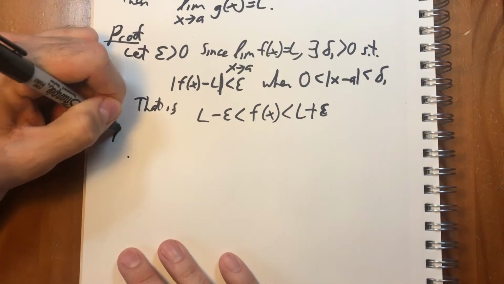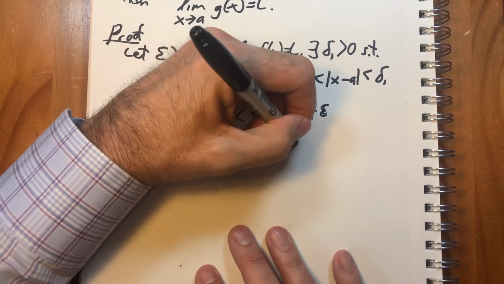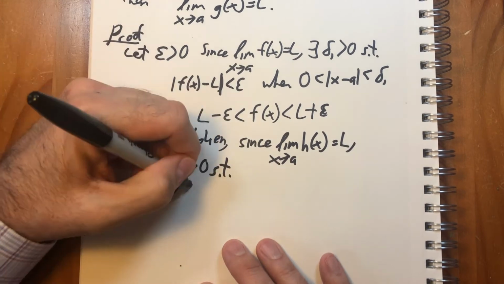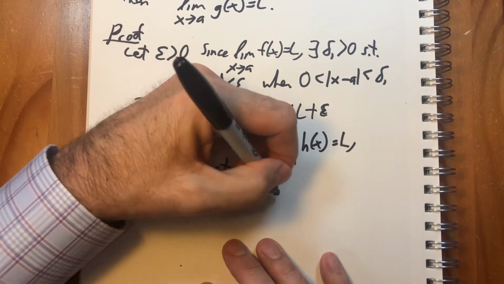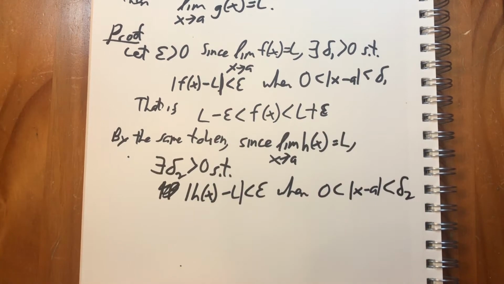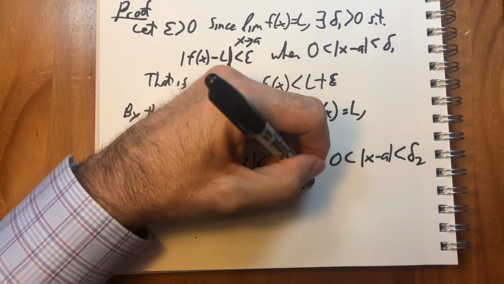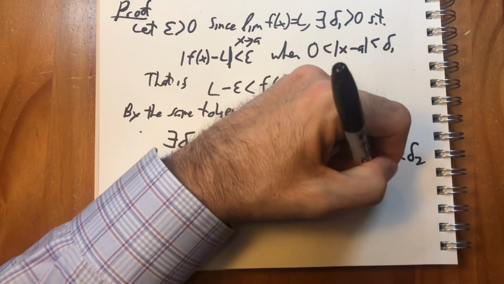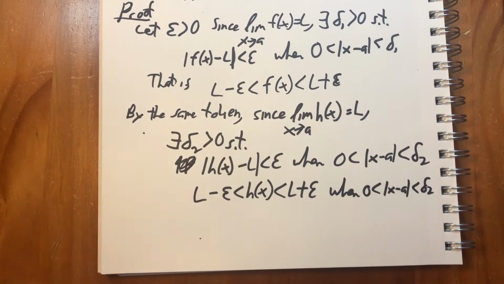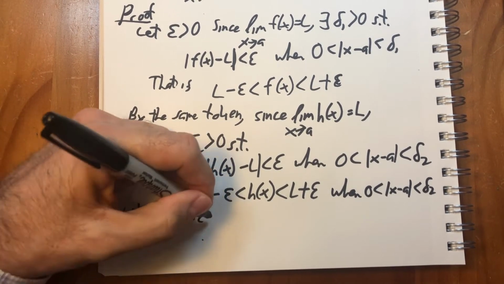By the same token, since the limit of h of x equals L, there's a delta 2 such that the absolute value of h of x minus L is less than epsilon whenever the absolute value of x minus a is less than delta 2. In other words, L minus epsilon is less than h of x is less than L plus epsilon whenever the absolute value of x minus a is less than delta 2. Okay, so let delta be the minimum of those two.